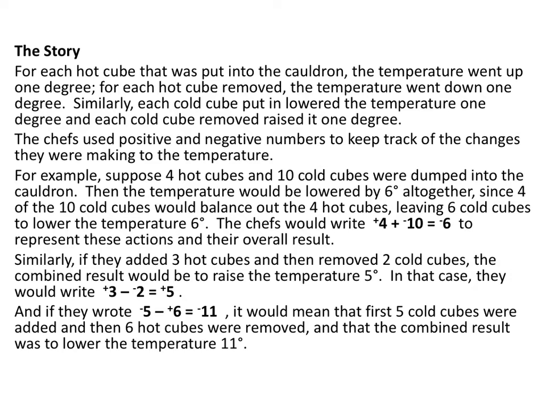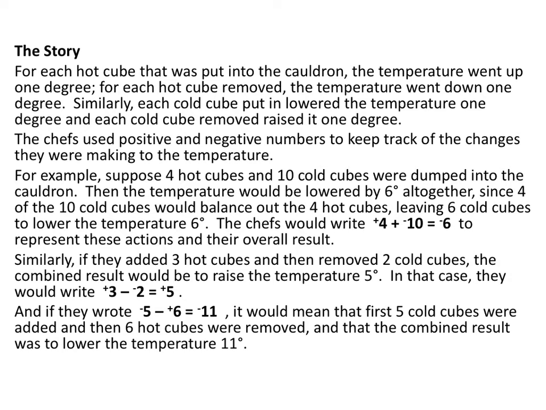The chefs would write positive 4 plus negative 10 equals negative 6 to represent these actions and their overall result. Similarly, if they added 3 hot cubes and then removed 2 cold cubes, the combined result would be to raise the temperature 5 degrees. In that case, they would write positive 3 minus negative 2 equals positive 5. Because they took out cold cubes, you guys.